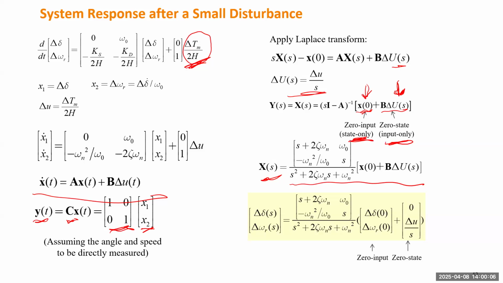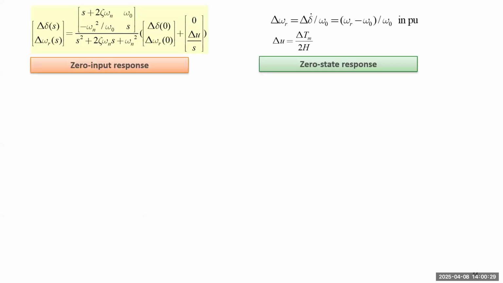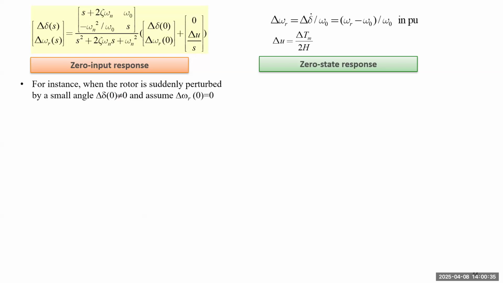So the response is a linear combination of two responses. First is zero input, the second is zero state. Okay, they both will go through this transfer function. So next, if you do the inverse Laplace transform, you'll get the expression in the time domain. So we start from here, and we'll derive some useful formulas to calculate zero input and zero state response.